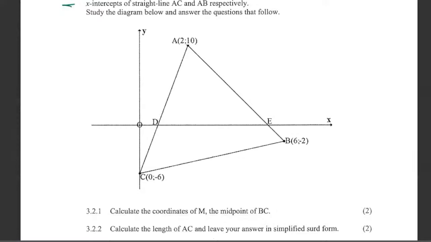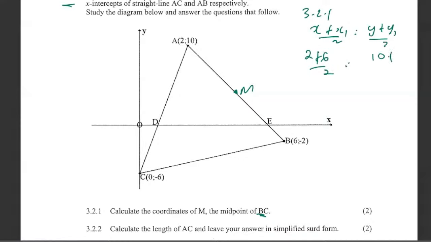So they want us to get the midpoint of BC. So BC. So for midpoint, we know that it's X plus X1 over 2, and then Y plus Y1 over 2. So I'm going to say 2 plus 6 divided by 2, and then 10 plus negative 2 divided by 2. So that's 8 over 2, so it's a 4. And then that's going to be 8 over 2, which is a 4. So M is 4 and 4.